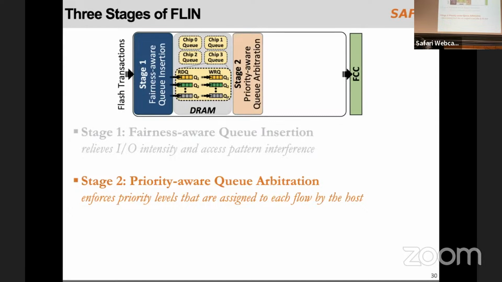Another stage of FLIN is priority-aware queue arbitration. That enforces priority levels that are assigned to each flow by the host. We didn't discuss it, but that's actually part of the NVMe protocol.